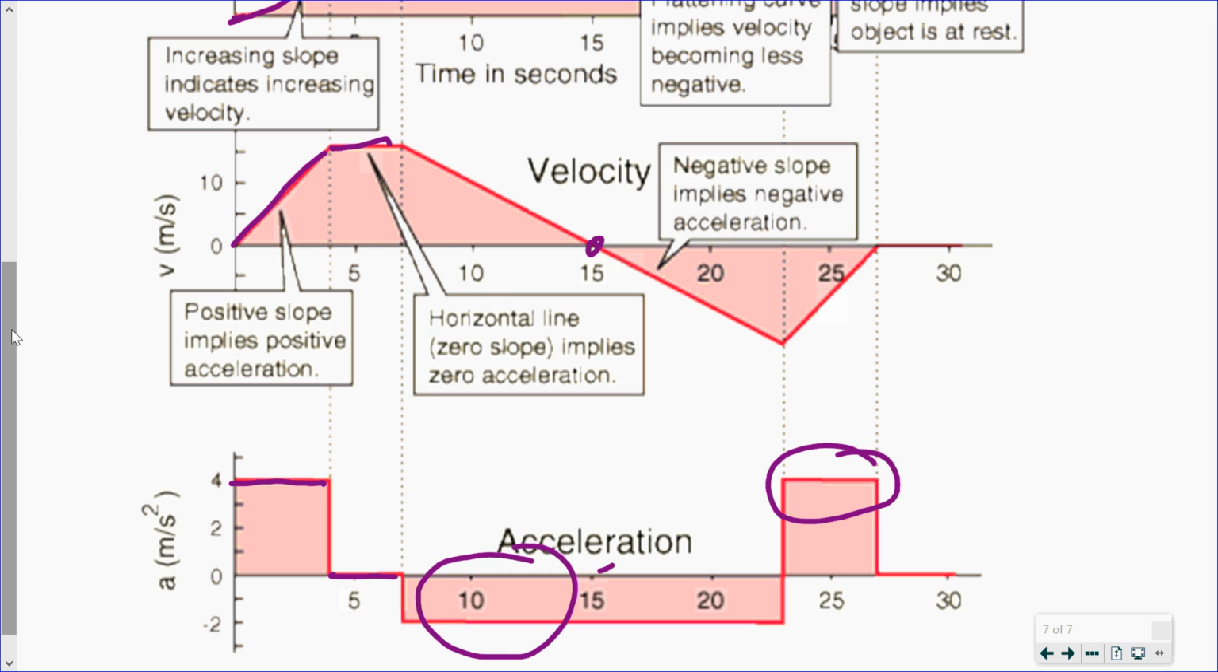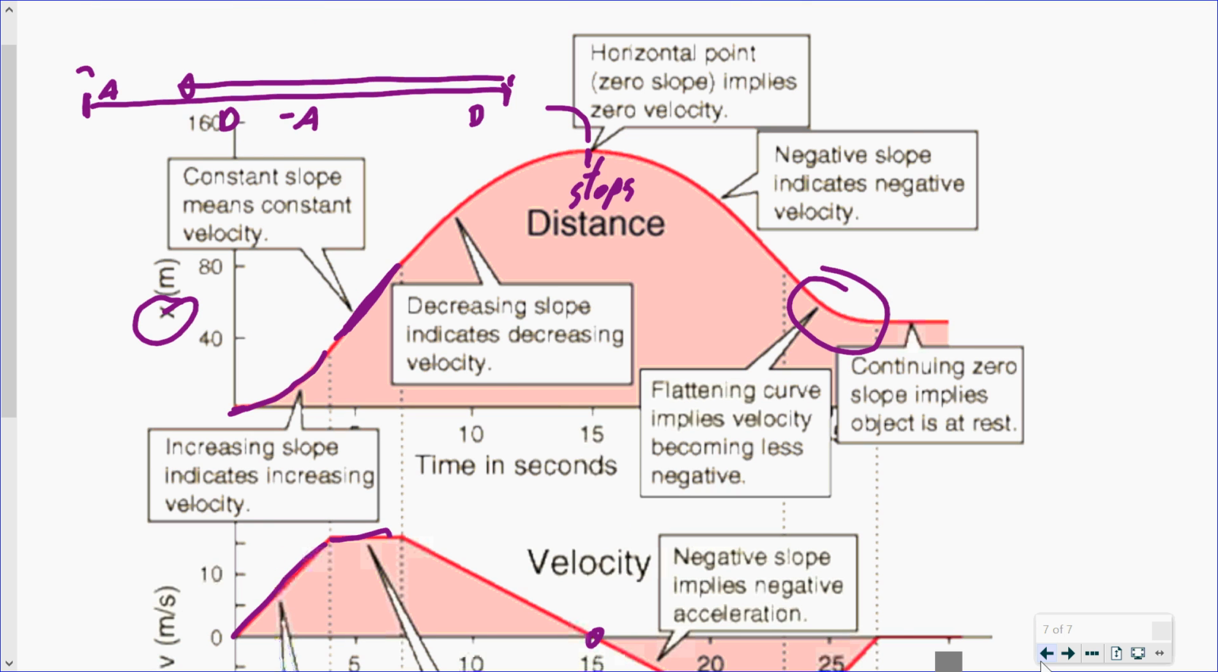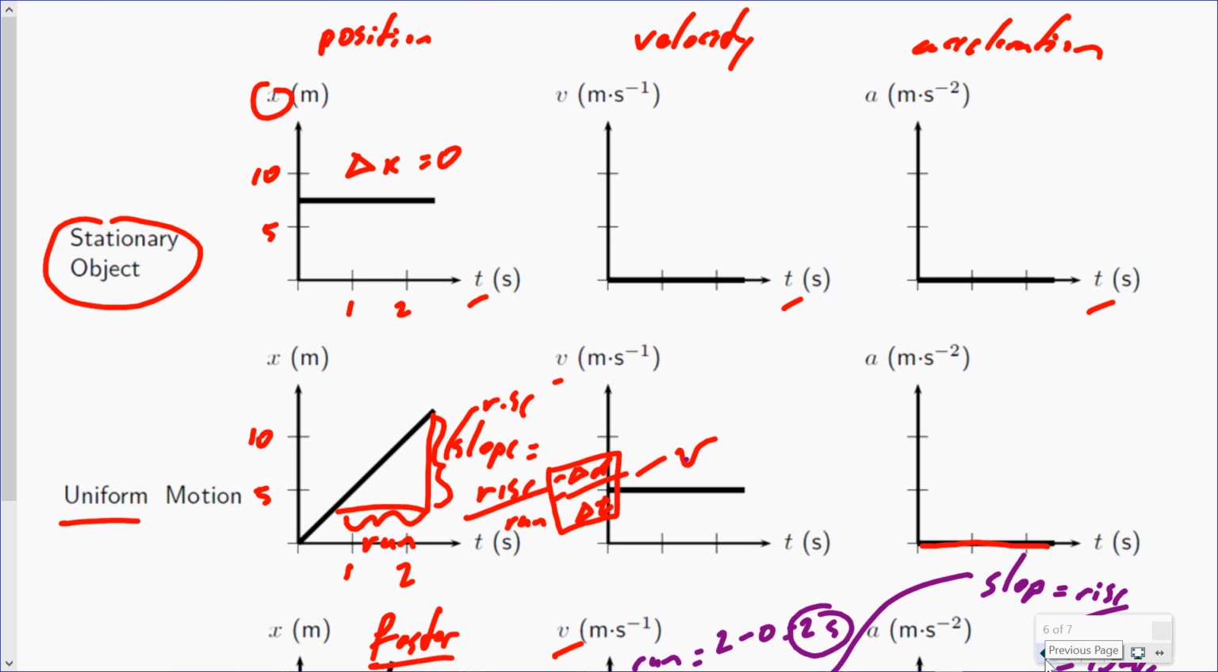So most definitely you should be able to take a look at and interpret these graphs and the previous ones as well, and be prepared to do some calculations for the slope and answer questions related to these graphs.